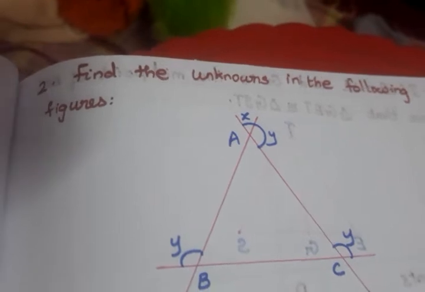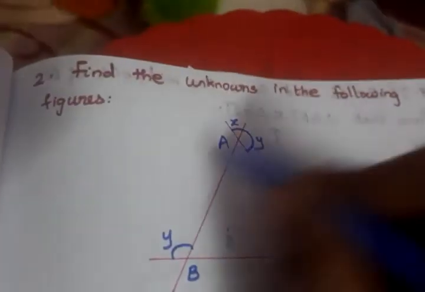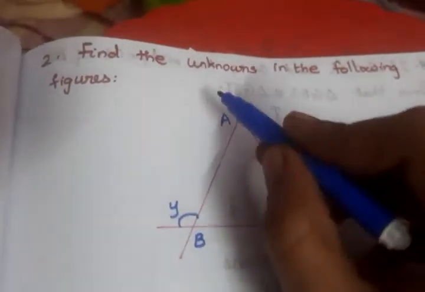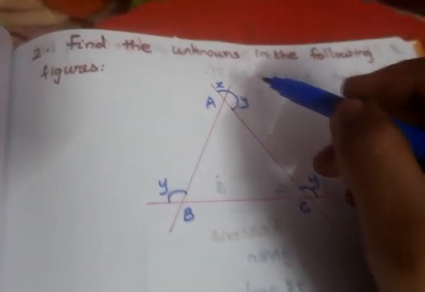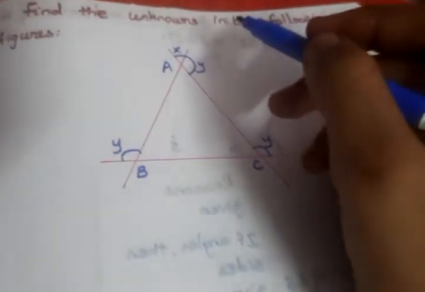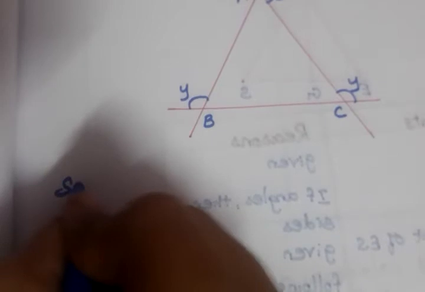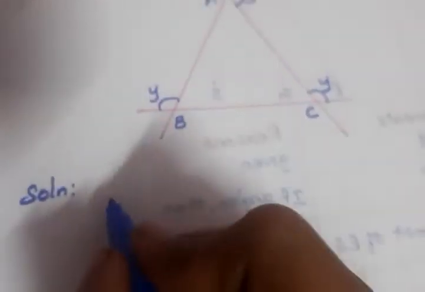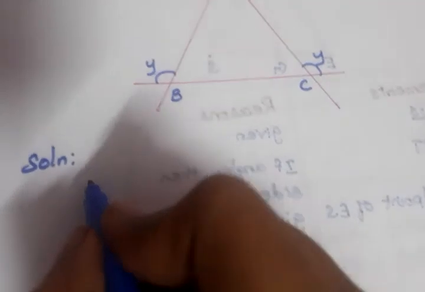Next, second sum. Find the unknowns in the following figures. Unknown means, what is the unknown? Unknown means find the value of x, y, z. Okay. So first, solutions. In a triangle ABC.